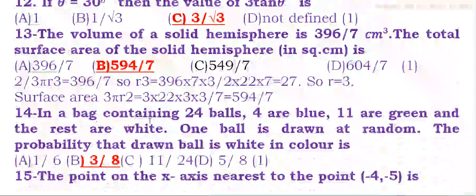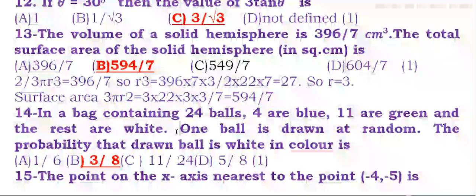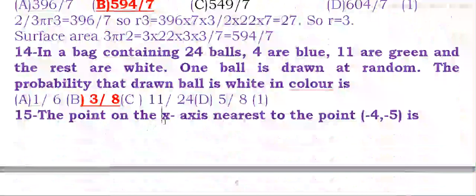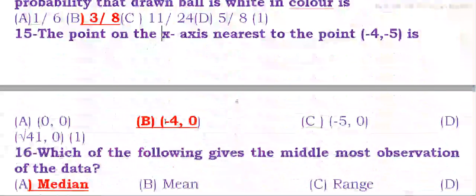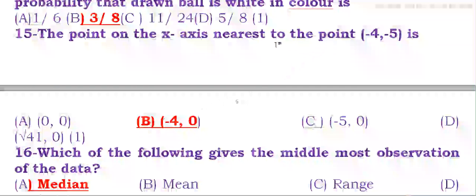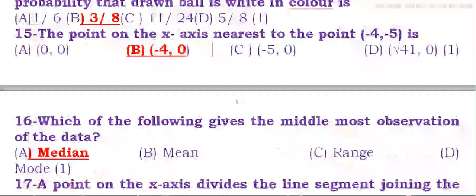Then, the bag has 24 balls, 4 blue, 11 green, and the rest will be white. 9 balls will be white. White balls are 9, so the probability will be 9 by 24, that will be 3 by 8. Point on x-axis nearest to point minus 4, 5. On the x-axis, the nearest point will be in a straight line perpendicular, and the point will be minus 4, 0, because the nearest distance is always perpendicular.